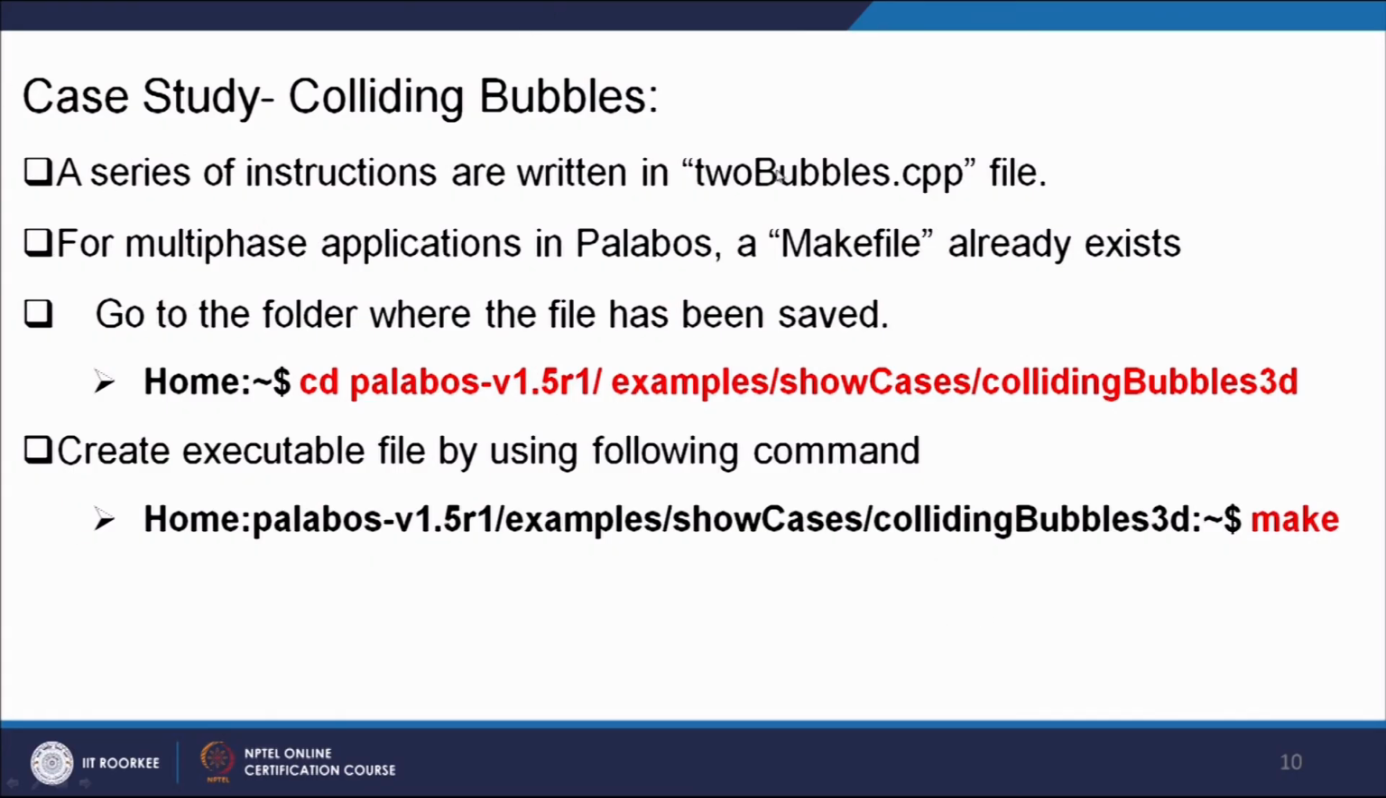A series of instructions we will write in a .cpp file. Let us name that CPP file twobubbles.cpp. Then we need to run that code using some makefile. You can find the makefile in the same directory where you have stored Palabos. You can go to that directory and find the makefile which already exists. Then you need to go to the folder where this .cpp file has been saved. How to go to that folder using cd, I have shown you over here.